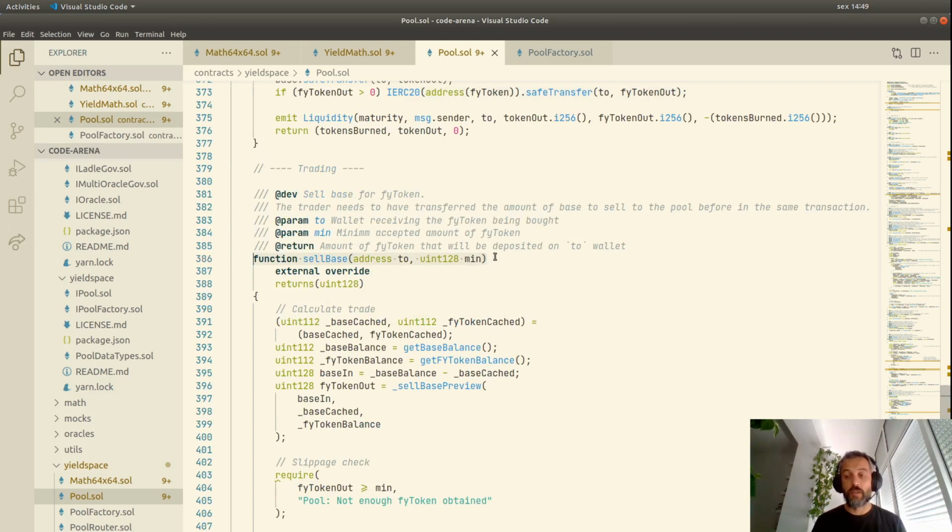The user will send underlying to the pool, and then it will say sell, and the pool will check how much more of a balance it has than it was cached. That's the amount that is going to be sold.